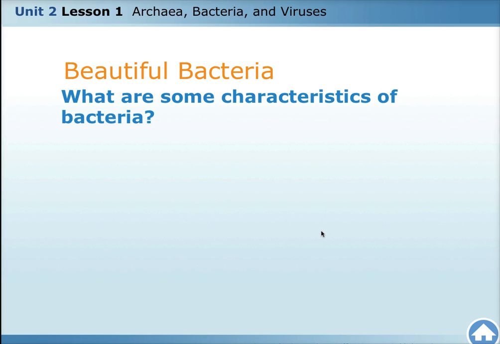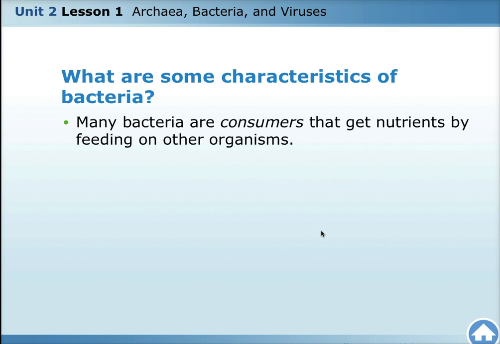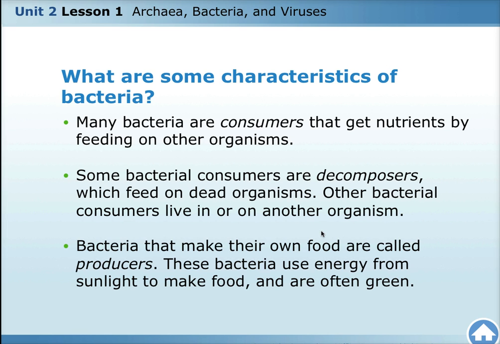So what are some characteristics of bacteria on page 82 in your text? Most known prokaryotes are bacteria. The domain bacteria contains more individuals than all other domains combined do. Many bacteria are consumers that get nutrients by feeding on other organisms. Some bacterial consumers are decomposers, which feed on dead organisms. Other bacterial consumers live in or on other organisms. Bacteria that make their own food are called producers. These bacteria use energy from the sunlight to make food or glucose and are often green. They use a process called photosynthesis to complete this.